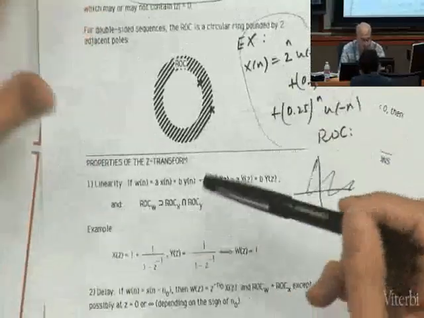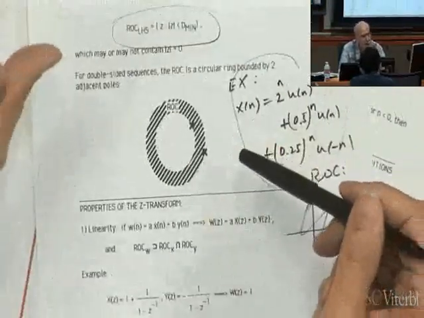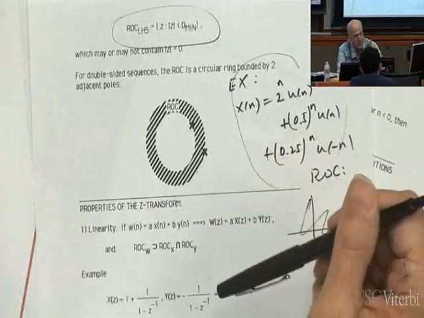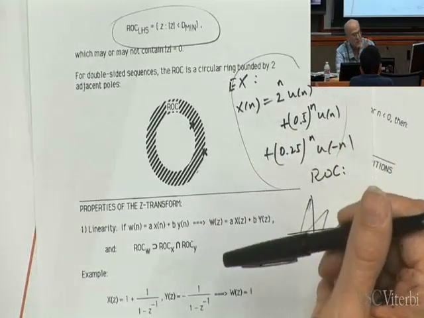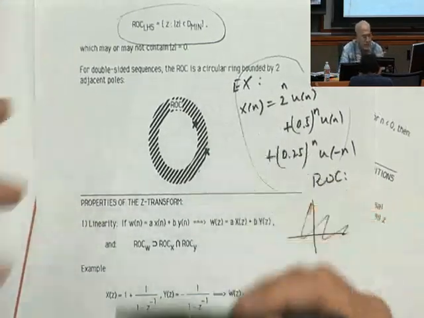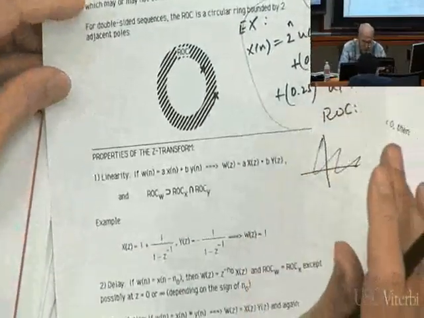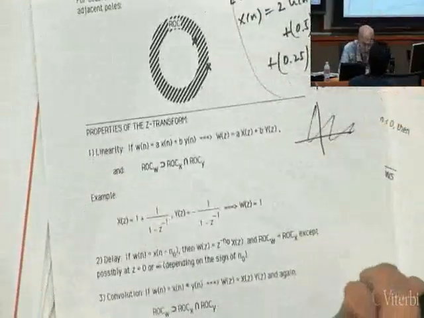Anyway, I have some examples at the end of this. So those are the general types of region of convergence you can have for Z transforms with rational functions of z, or for geometric sequences, or for difference equations. I'll point that out a little bit later. So those are the three general classes of regions of convergence you can have.